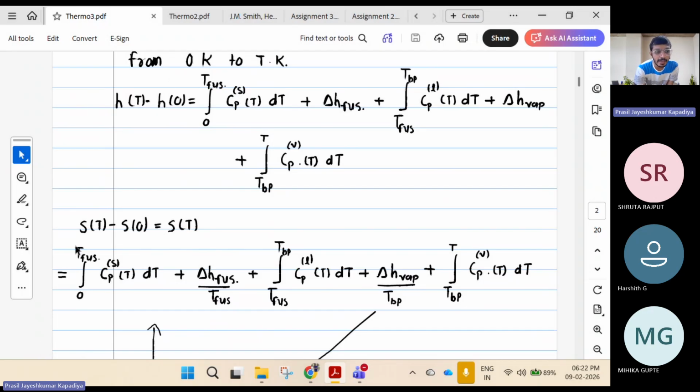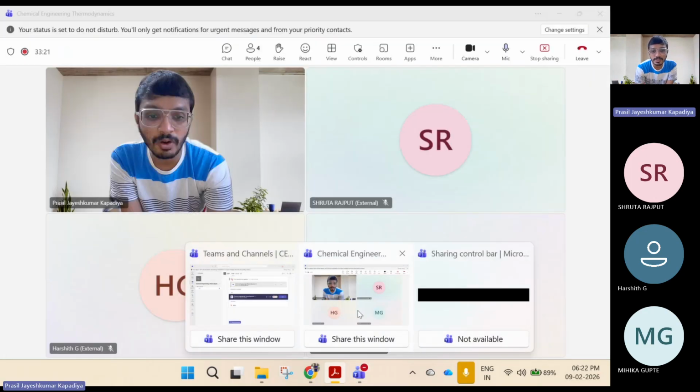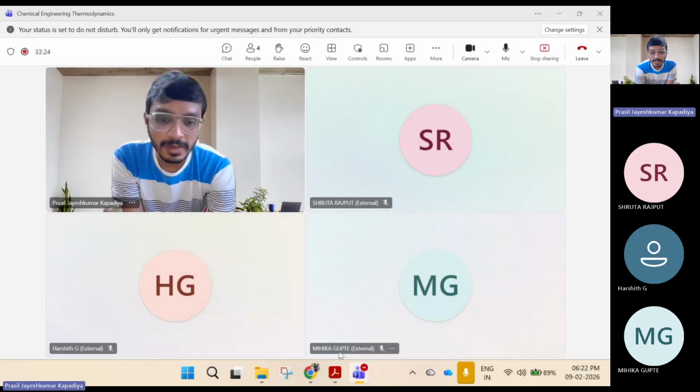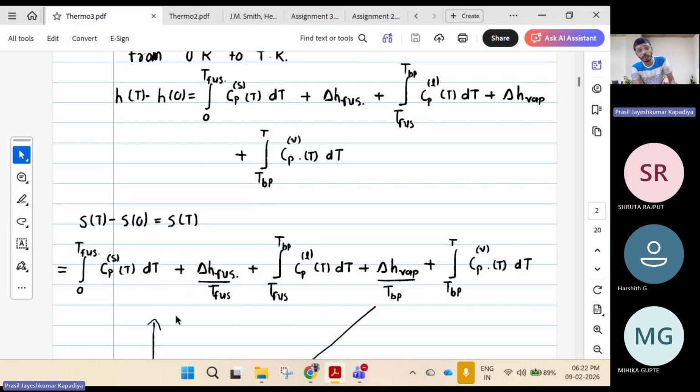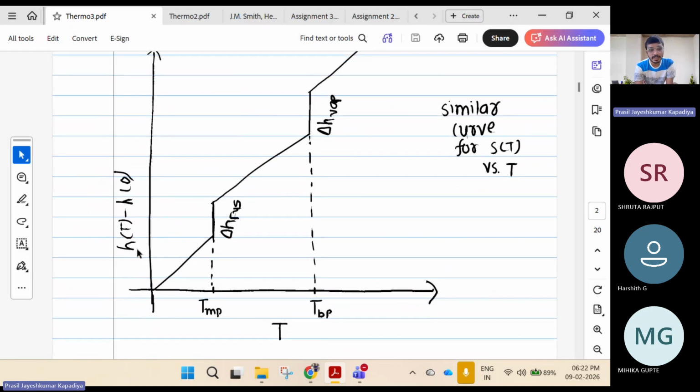So how can I write it? Similarly, S of T minus S of 0. So what is S of 0? What is entropy at temperature T equal to 0? 0 Kelvin. What does the third law of thermodynamics state? Entropy at T equal to 0 is 0. So at 0 Kelvin, there is no disorder in the system. So this term cancels out, and this is nothing but S of T. So these are the two expressions. From this, if we try to plot them, this is H of T minus H of 0, meaning the enthalpy change curve versus temperature.